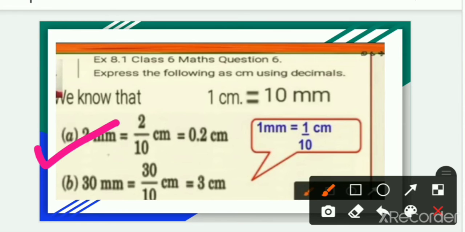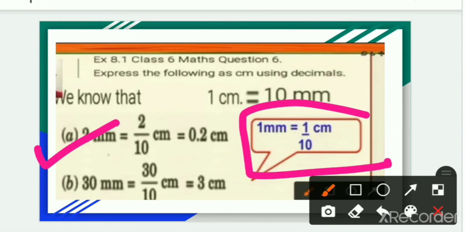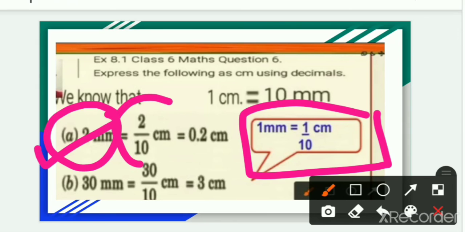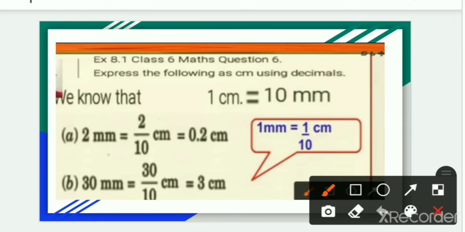As we know the formula, 1 mm is equal to 1 by 10 centimeter. So 1 millimeter is equal to 1 by 10 of centimeter. So 2 millimeter will be how much? It will be 2 by 10 centimeter. Now divide this fraction, 2 by 10.